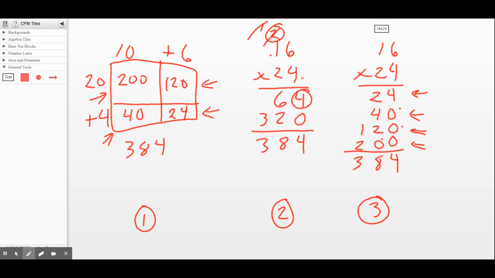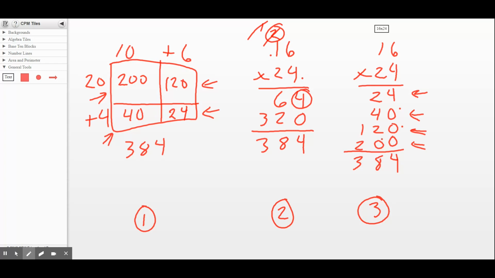Here's the thing though. You need to decide for yourself which one of these methods makes the most sense for you. If you like number 1, use number 1. If you like number 2, use number 2. And if you like number 3, use number 3. They're all going to get you the same answer in the end. Now, I grew up using method number 2, and I'm very confident using method number 2. But now I actually prefer method number 1. And here's the reason why.